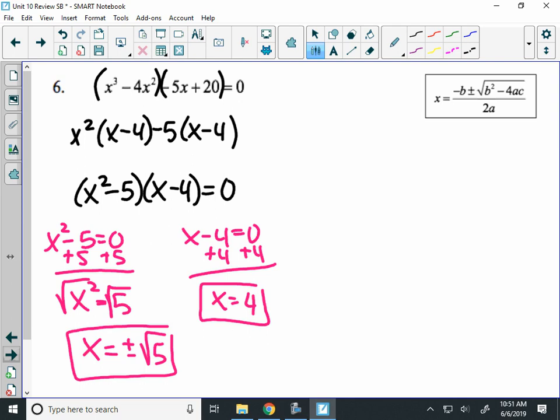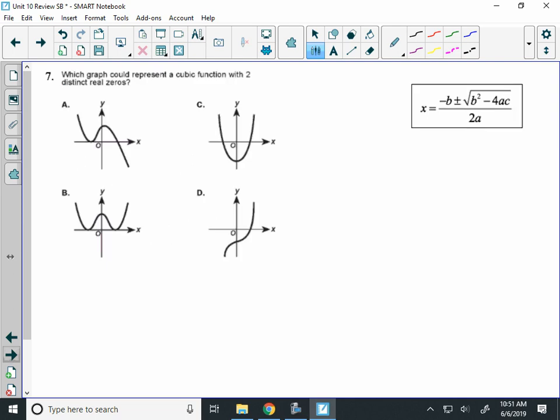All right, let's talk about a couple multiple choice, and we'll be all set. Number 7, which graph is a cubic function with 2 roots? This is a review. Cubic functions are odd degree, so the arrows go in opposite directions. I can eliminate C and B, because those arrows go in the same direction. Those are even degree. Well, the last ones are cubic. A has 2 x-intercepts. D has 1, so this has to be A.